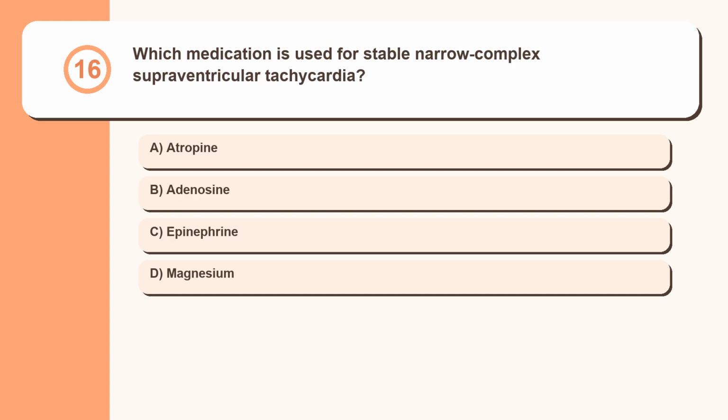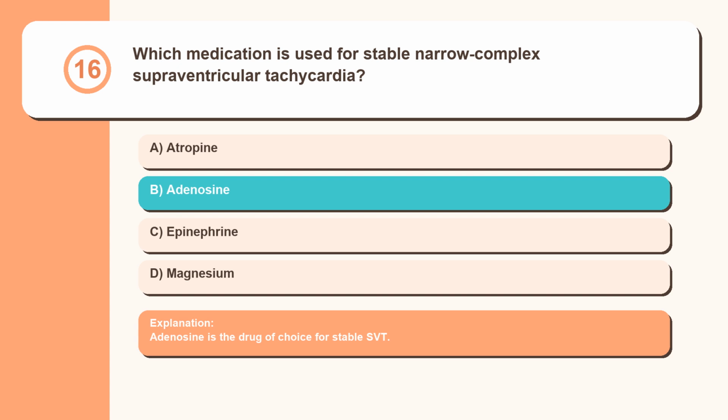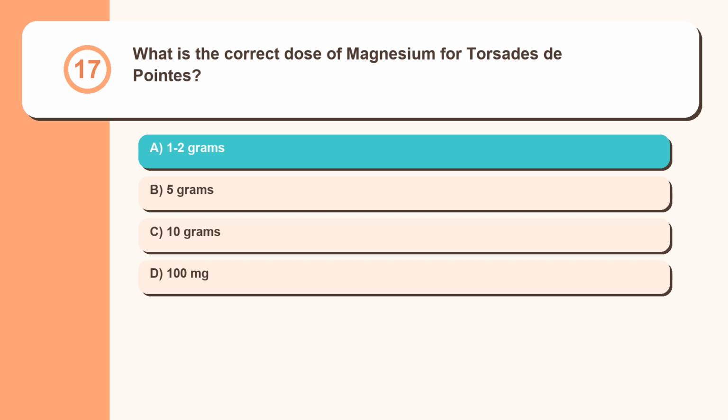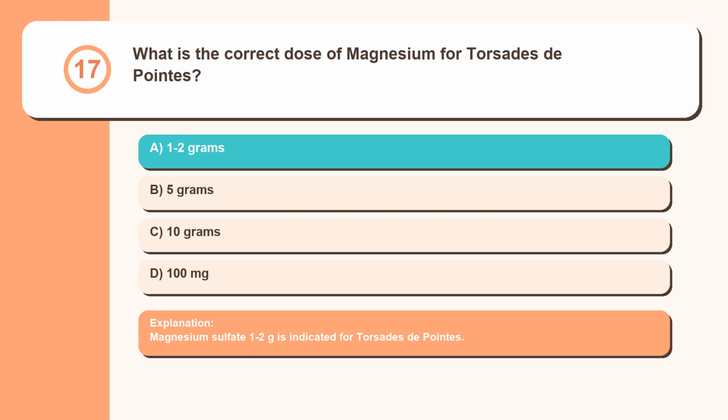Question 16. Which medication is used for stable narrow-complex supraventricular tachycardia? Atropine, adenosine, epinephrine, magnesium. Adenosine is the drug of choice for stable SVT. Question 17. What is the correct dose of magnesium for torsades de pointes? 1 to 2 grams, 5 grams, 10 grams, 100 milligrams. Magnesium sulfate 1 to 2 g is indicated for torsades de pointes.